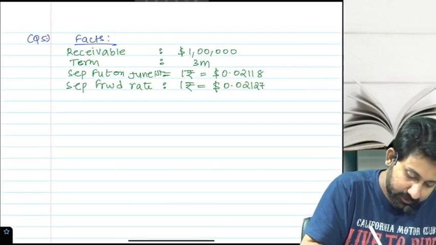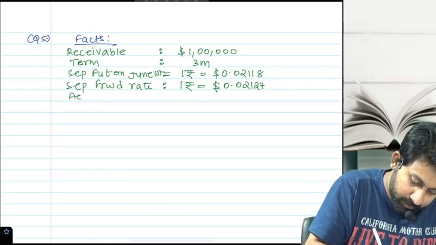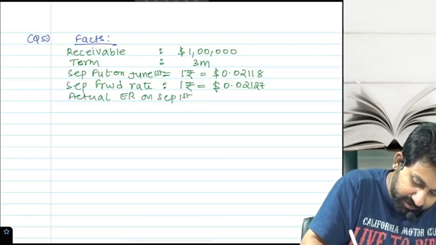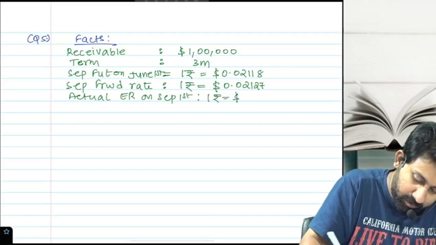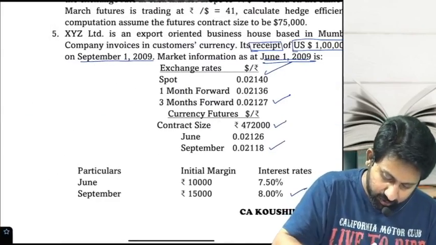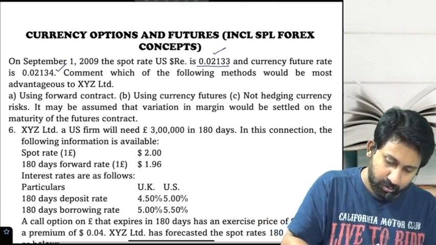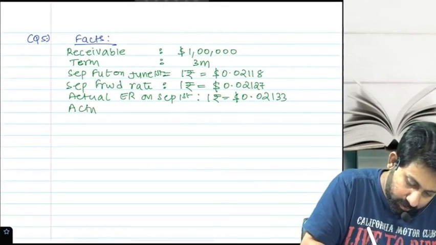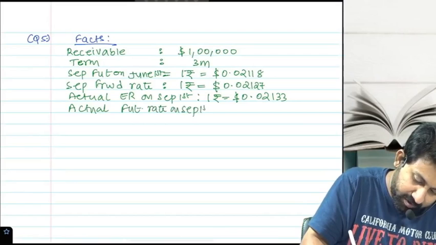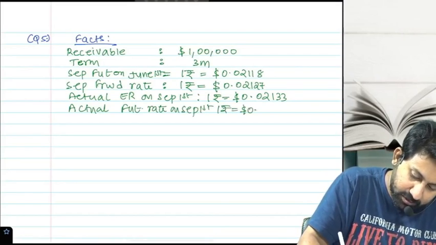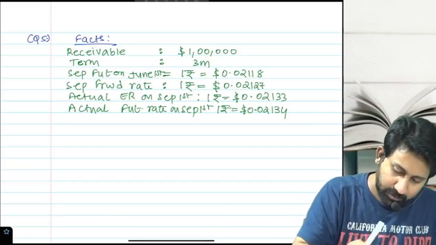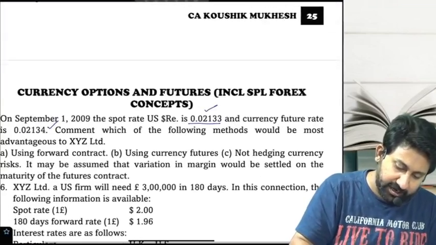Next, actual exchange rate on September 1st, ₹1 equal to dollar 0.02133. Actual futures rate on September 1st, ₹1 equal to, convergence, 0.02134. Just the last digit has a small change. These are all the rates that are given.